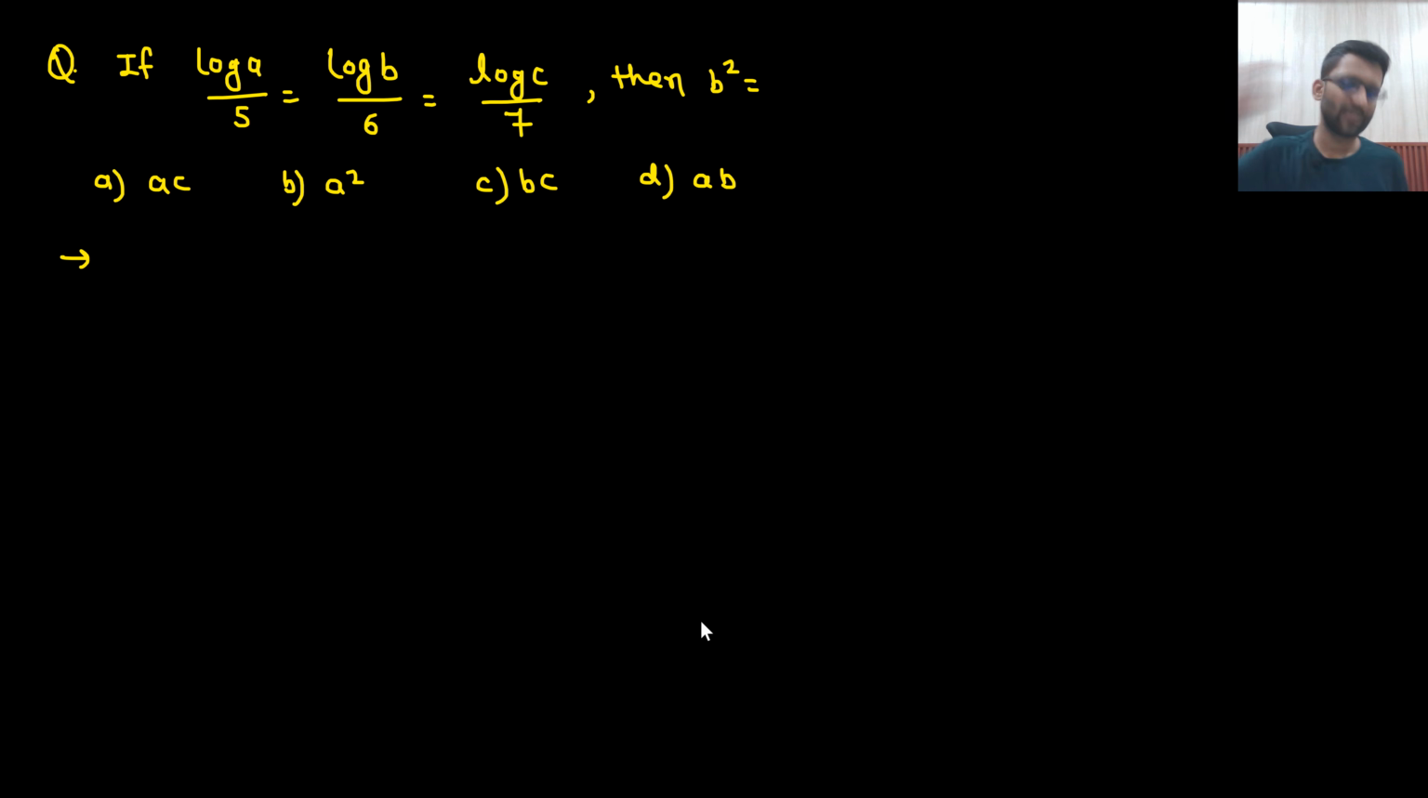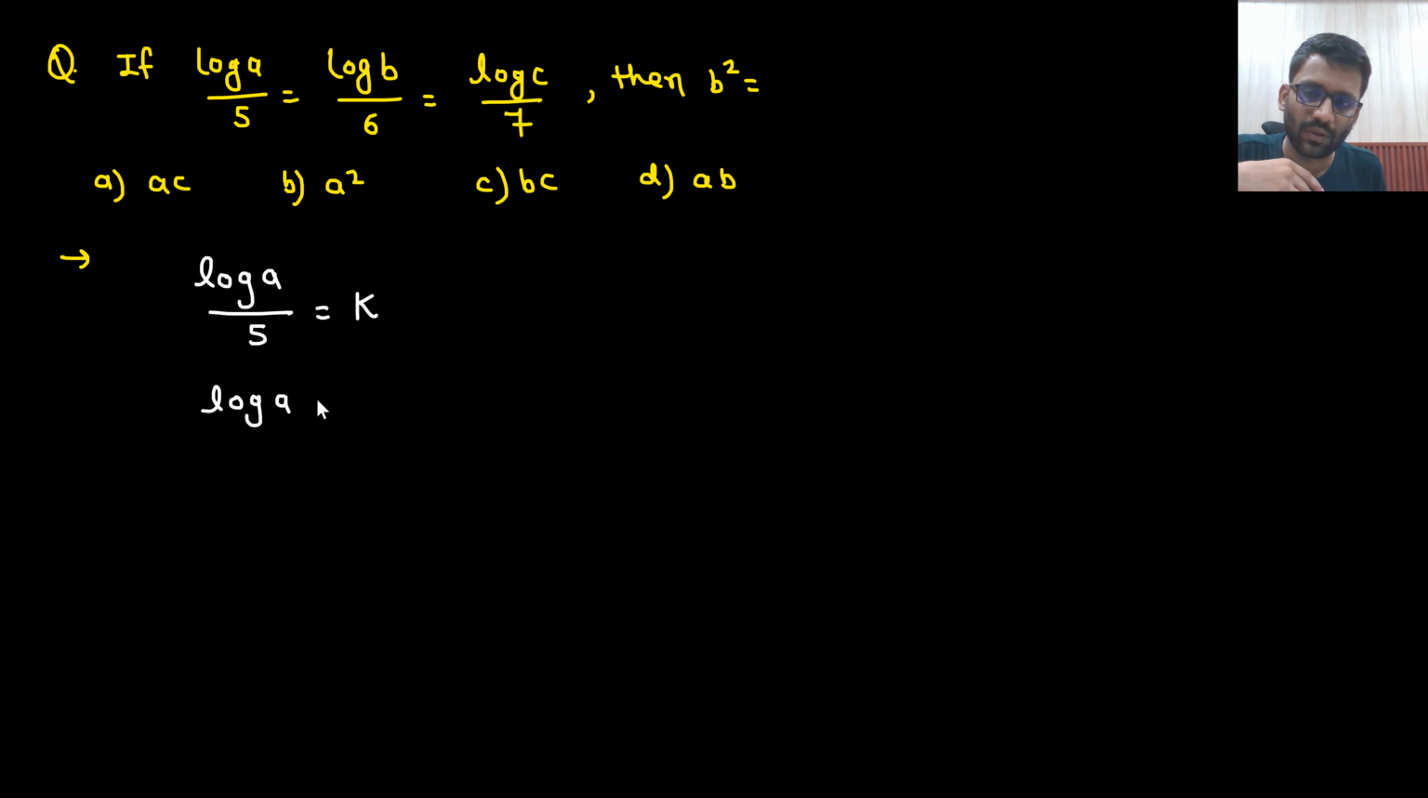Okay, let's solve more problems. Again, something equal is given. What I told you was to assume it to be a number k. What you need to find is b square in terms of a and c. So log a by 5 will be equal to k, so log a will be equal to 5k. A will be equal to what? Here any base can be there. If they haven't shown the base, we will always take the base to be 10. So a is 10 to the power 5k.